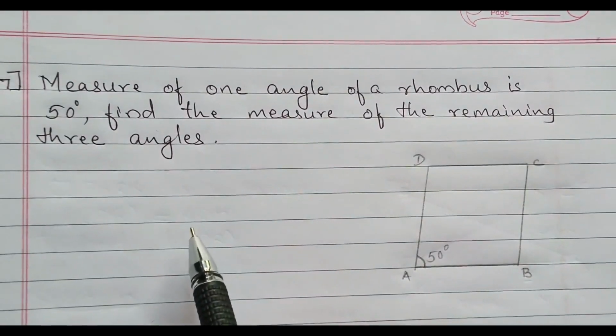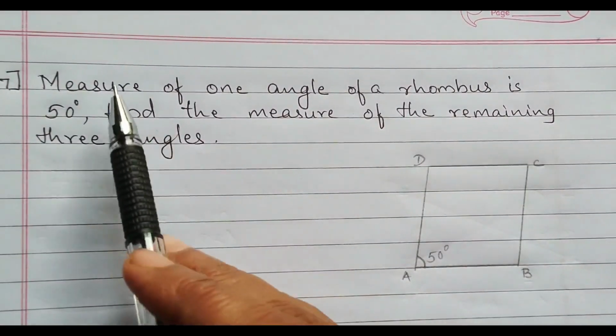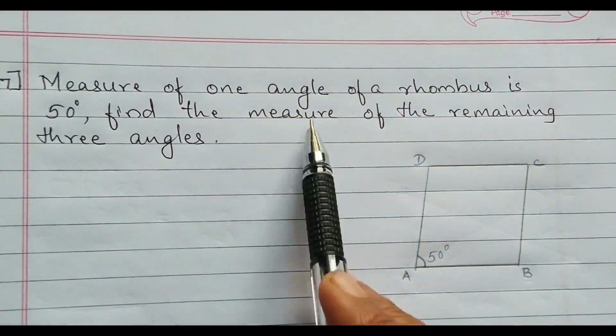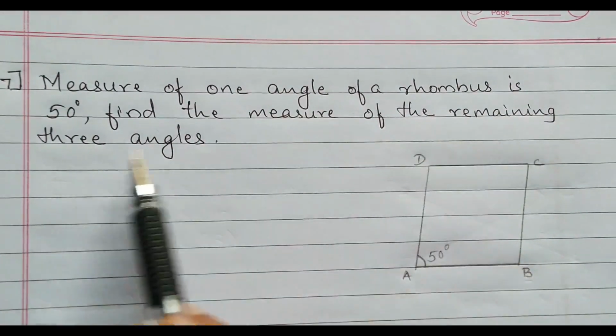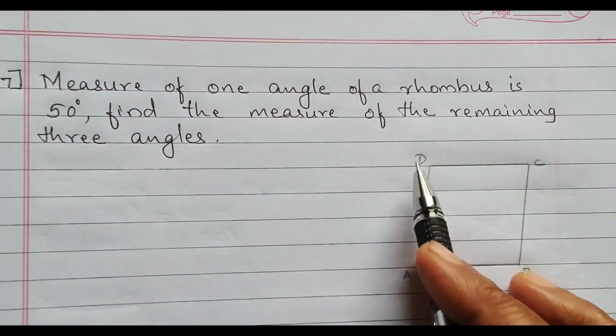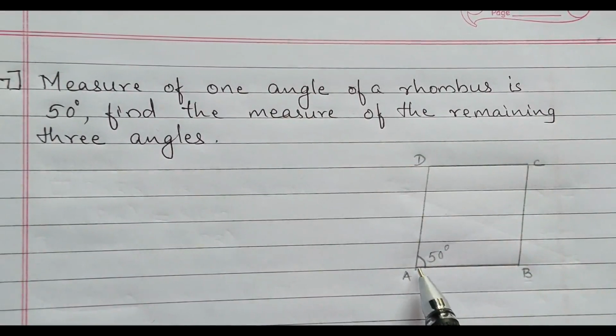Now let's see the seventh question. The question is, the measure of one angle of a rhombus is 50 degree. Find the measure of the remaining three angles. So it's given quadrilateral ABCD is a rhombus and the measure of one angle is given as 50 degree.